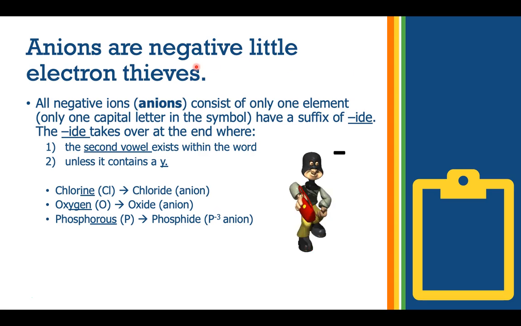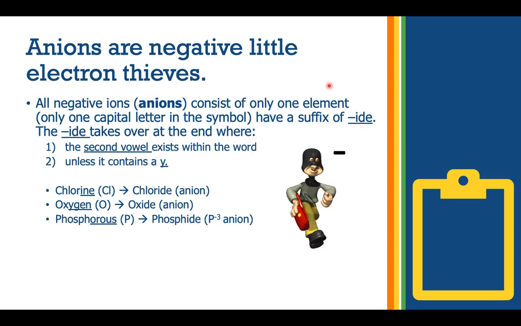All right, anions are negative little electron thieves. See, here we have the thief with the purse. We kind of talked about that a little bit. We've got a little negative charge here. He's a negative little thief. He's a negative electron thief. Think of electrons as currency, okay? They are what can be spent inside a chemical reaction. So all negative ions are anions.